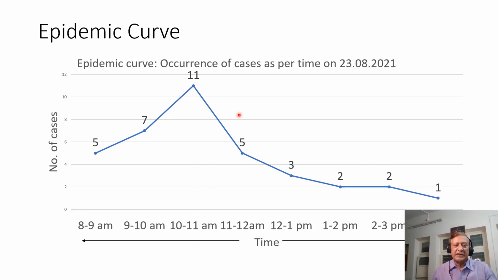In such an epidemic curve, the peak of the epidemic, that is here, corresponds with the median incubation period of the disease, and the range, that is the duration between the first case and the last case, which in this case is between 8 a.m. to 3 p.m., that is 7 hours, corresponds with the range of the incubation period of the epidemic.